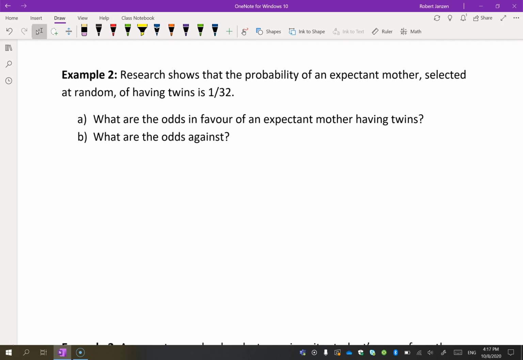Let's try another one. Research shows that the probability of an expectant mother selected at random having twins is 1 in 32. What are the odds in favor of having twins? Well, there's one possibility that they would have it, and then 31 that they would not. That's the odds in favor. What are the odds against? 31 to 1, exactly the opposite. Okay?